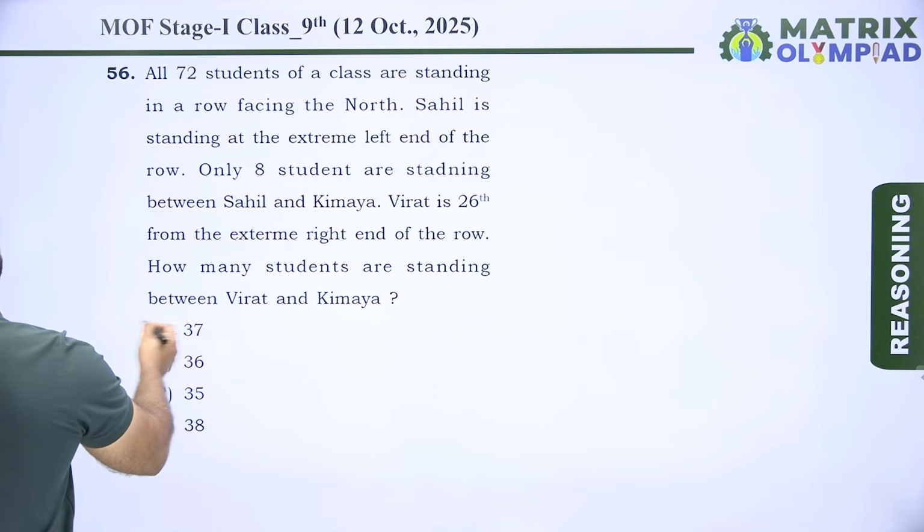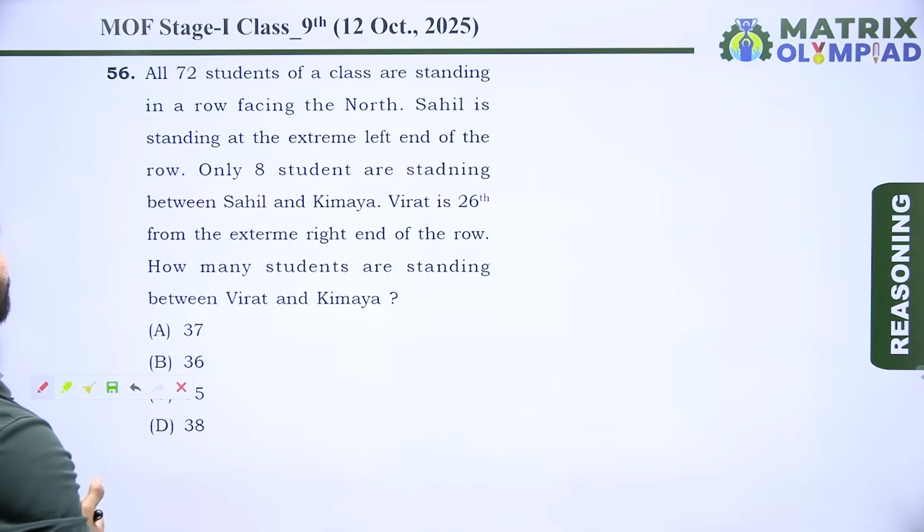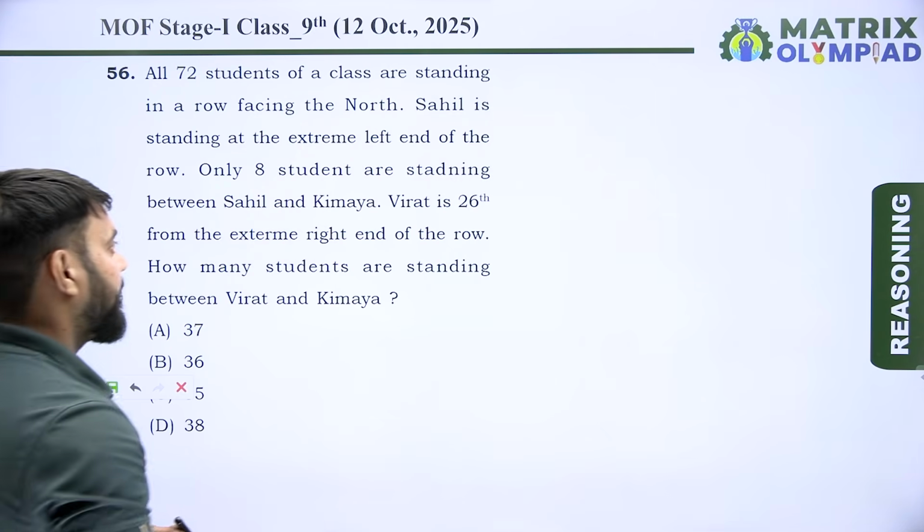Let's move on to the next question. So now the next question is question number 56. All 72 students of a class are standing in a row facing towards the north. Sahil is standing at the extreme left end of the row. Only 8 students are standing between Sahil and Kimaya. Virat is 26th from the extreme right end of the row. How many students are standing between Virat and Kimaya?